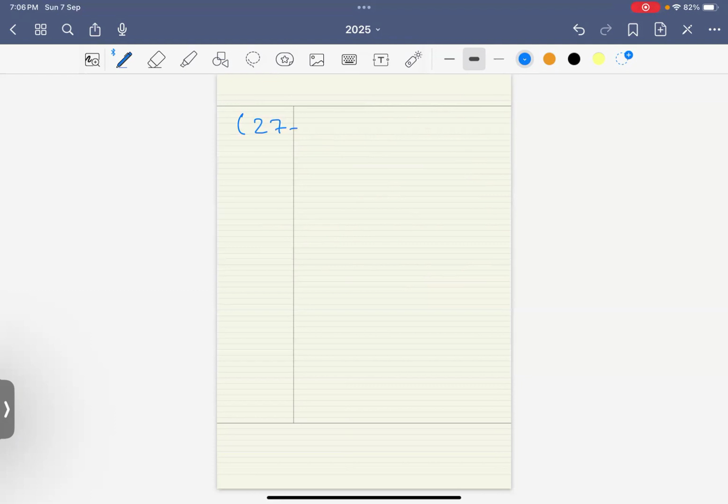Fundamentally, you will get this: 26D A dash plus 26B dash, and that's 0. And since A dash, B dash are positive, it tells you that 27 minus 26D and 27 minus 26E will have opposite signs.